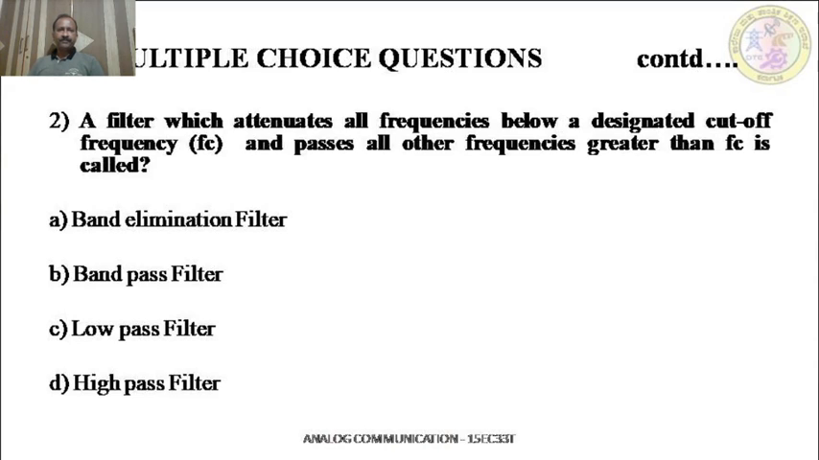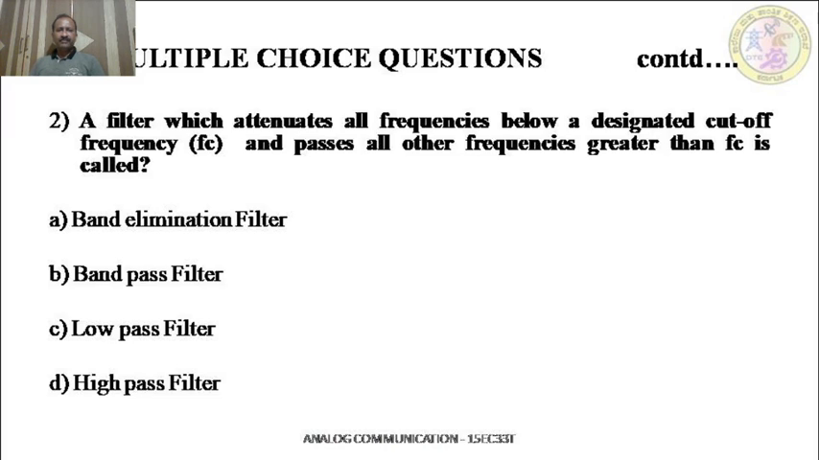Next, the second one: a filter which attenuates all frequencies below a designated cutoff frequency and passes all other frequencies greater than fc is called. Option A, band elimination filter. Option B, band pass filter. Option C, low pass filter. Option D, high pass filter.